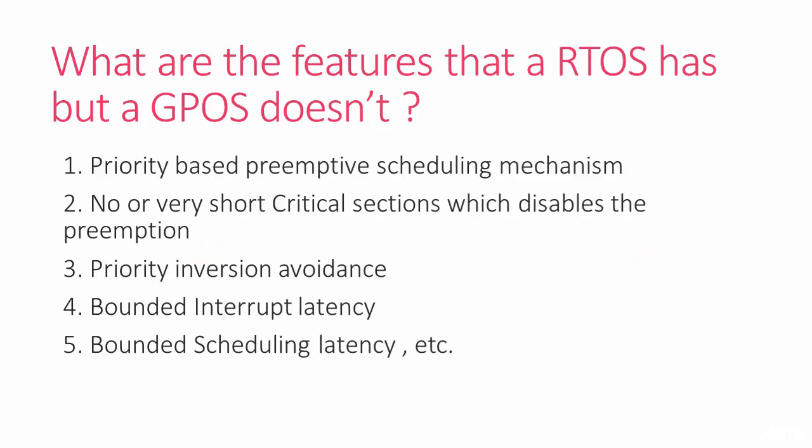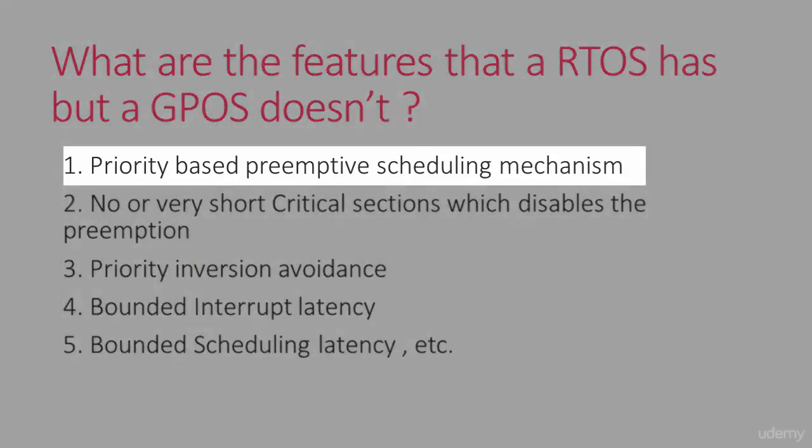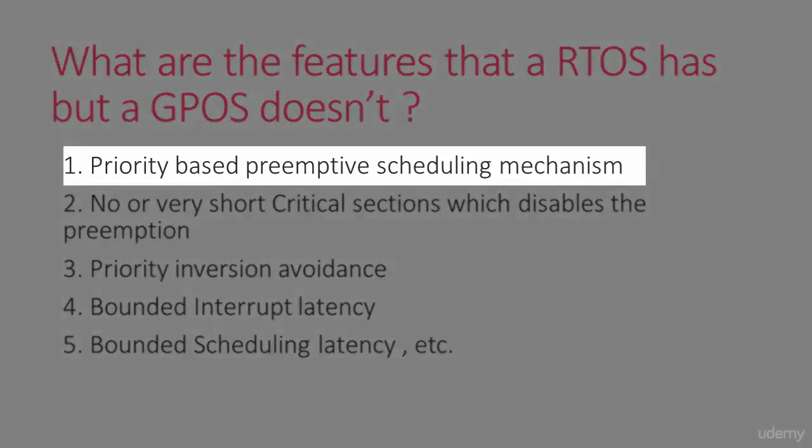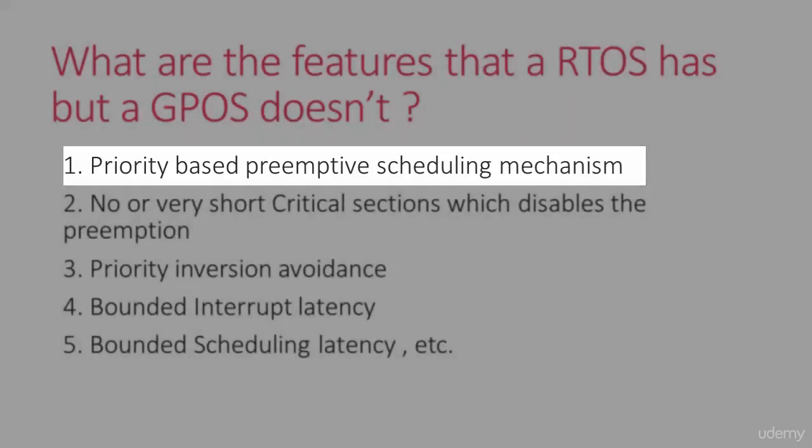The first point I would like to mention is that the real-time operating system has priority-based preemptive scheduling. That means it always favors the highest priority task in the system. Alright, but a GPOS cannot act like this. If it does, then it will kill the throughput of the system. So GPOS usually go for those scheduling techniques which increase the throughput of the system.